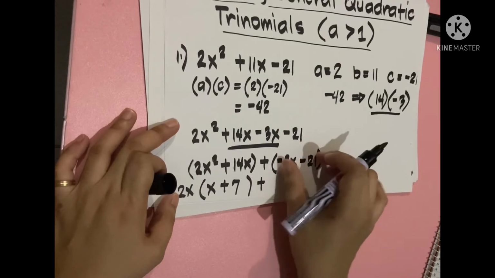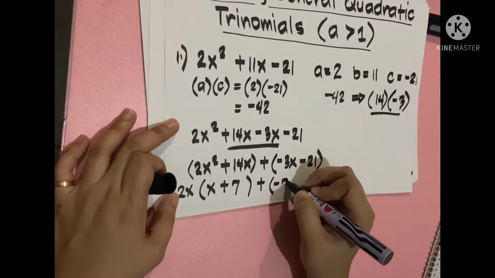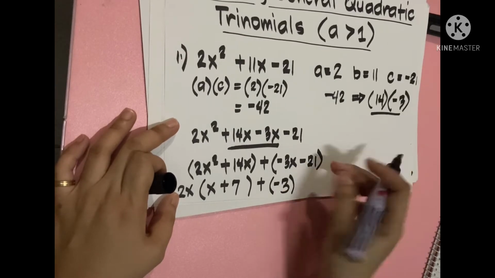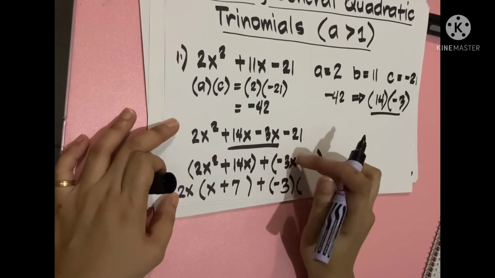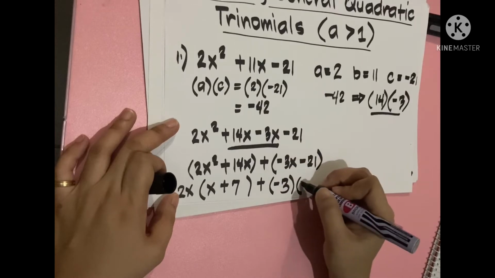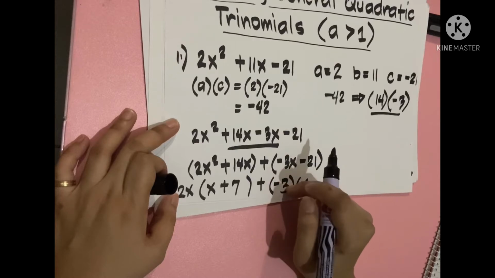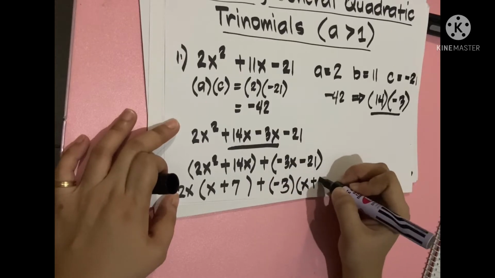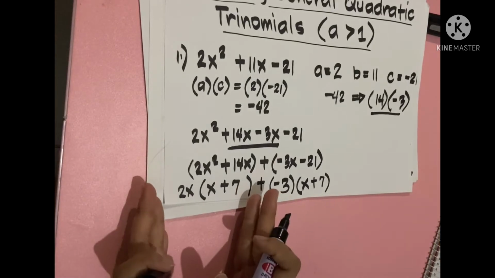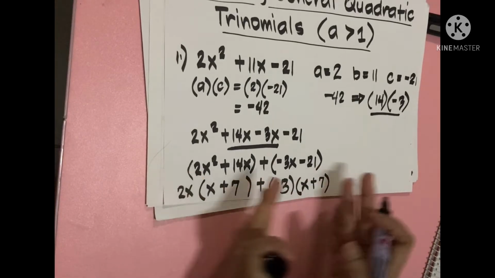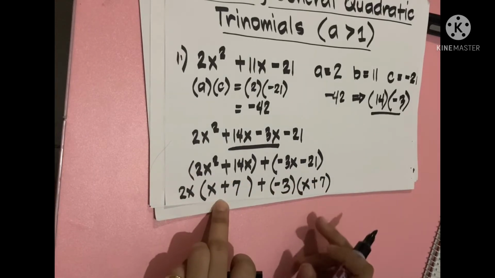So, ang common factor niya is negative 3. Okay? And then, bawat terms, i-divide mo by negative 3. So, negative 3x divided by negative 3 is equal to positive x. Negative 21 divided by negative 3, that will give us positive 7. So, kung mapapansin mo, yung first group natin at yung second group natin, may common sa kanilang dalawa. So, ano yung common sa kanila? That is x plus 7.